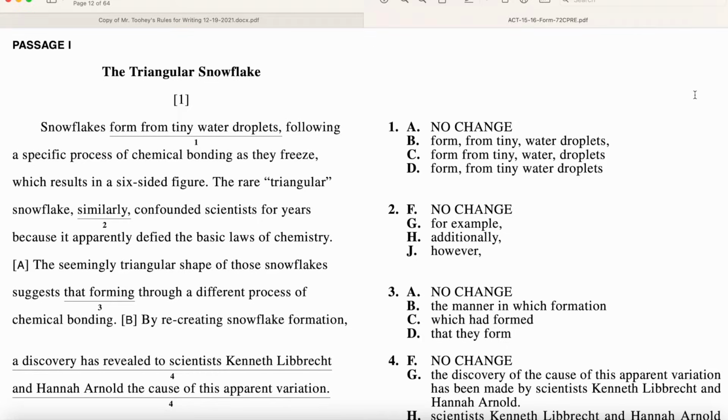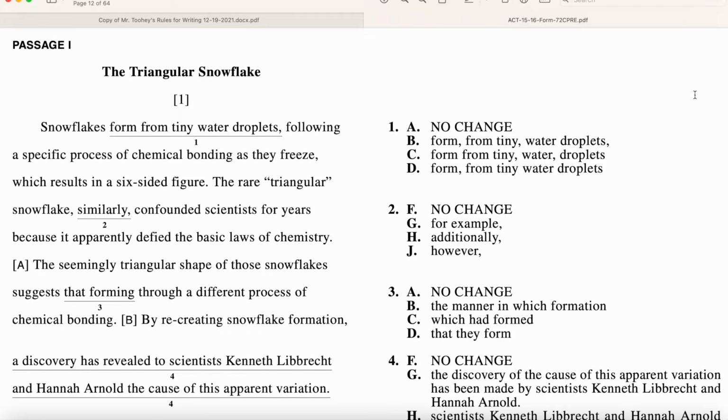How does that sound? That sounds better than A. You think that sounds better than A? Snowflakes form from tiny water droplets following a specific process of chemical bonding as they freeze. I think A sounds better. I'll be straight with you. Hold on, listen to him. I want you to do D one more time. Make sure you don't take the pause after droplets. It's tough to read without the pause after droplets. Try it again.